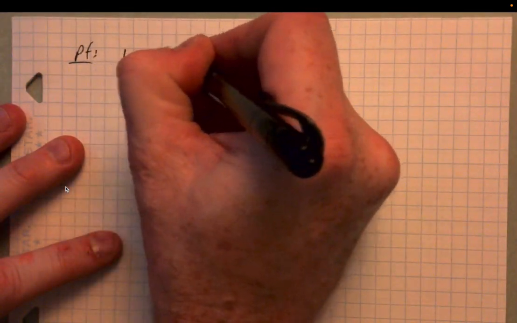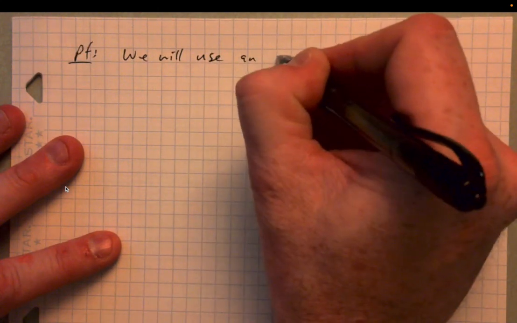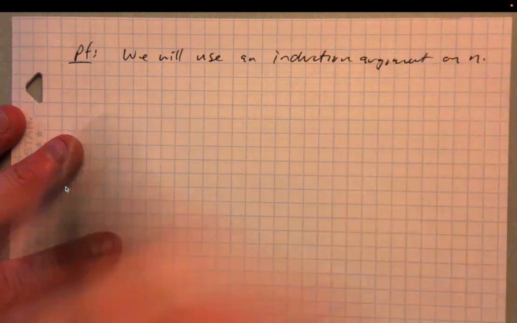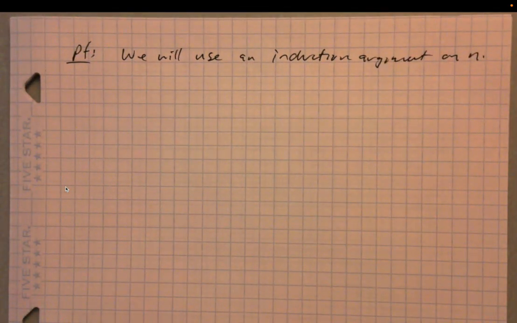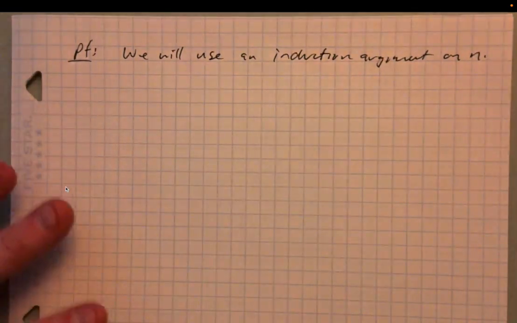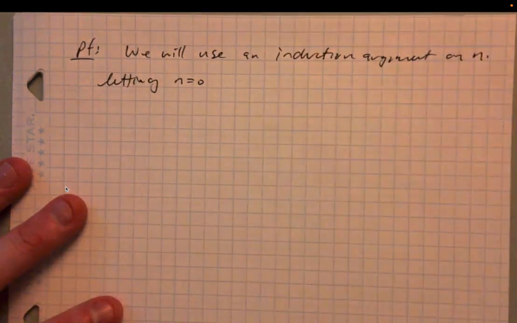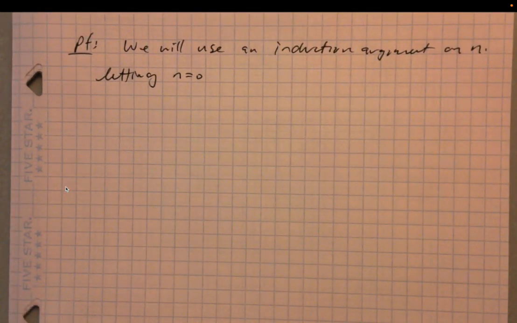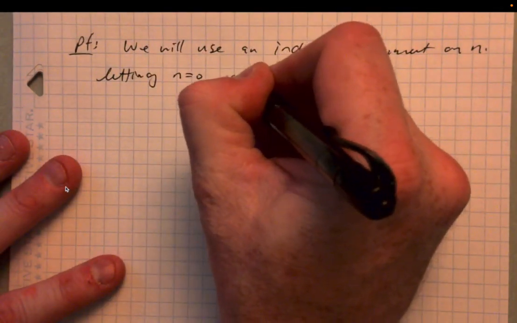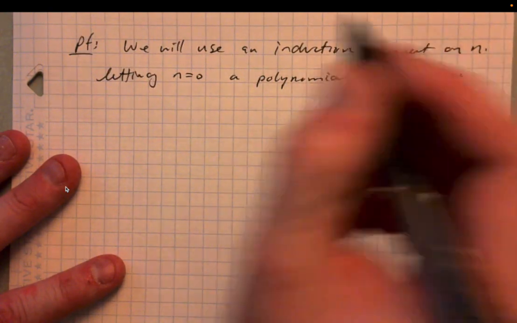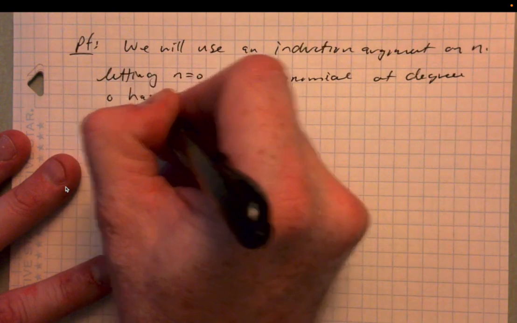When we prove this, we're actually going to use an induction argument on n, where n will be the degree of the polynomial. We'll start with the base case where n is equal to 0. Letting n equal 0, we can obviously see that a polynomial of degree 0 has no roots. So a polynomial of degree 0 has 0 roots.